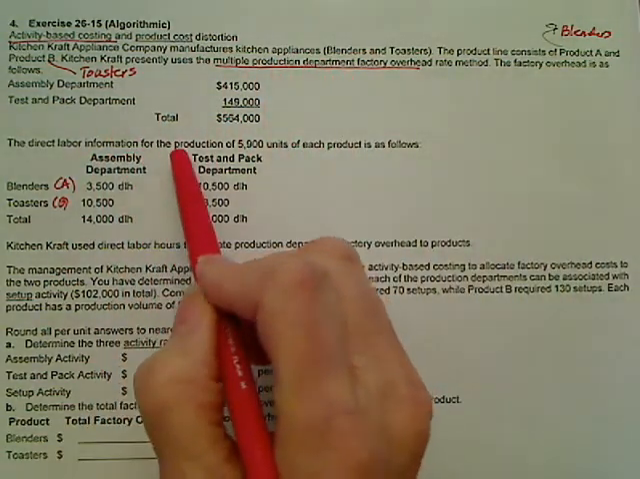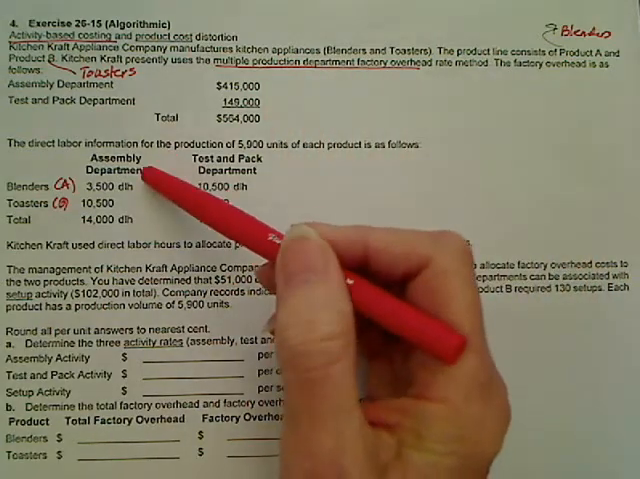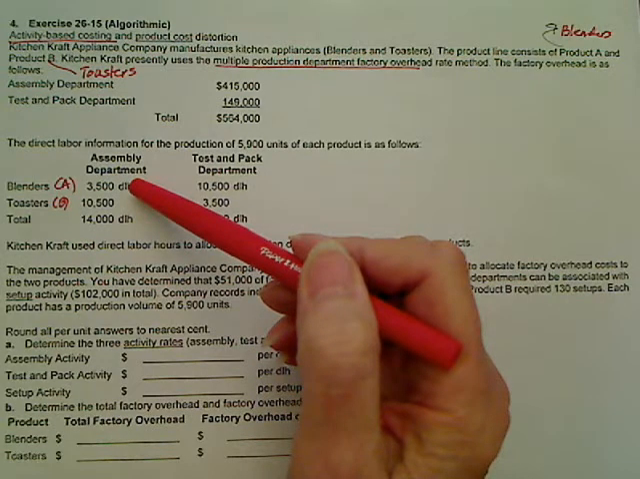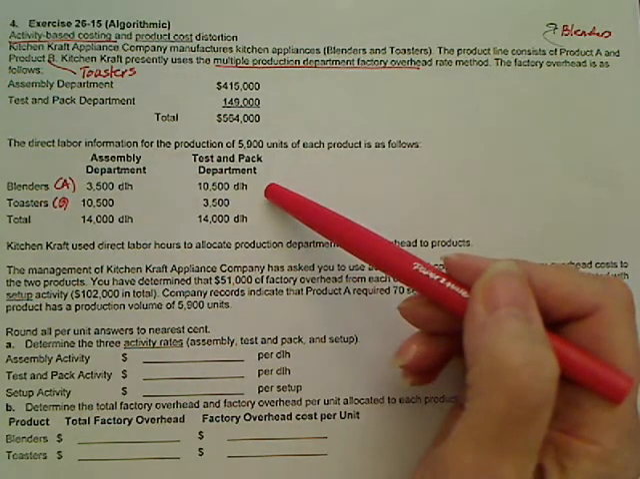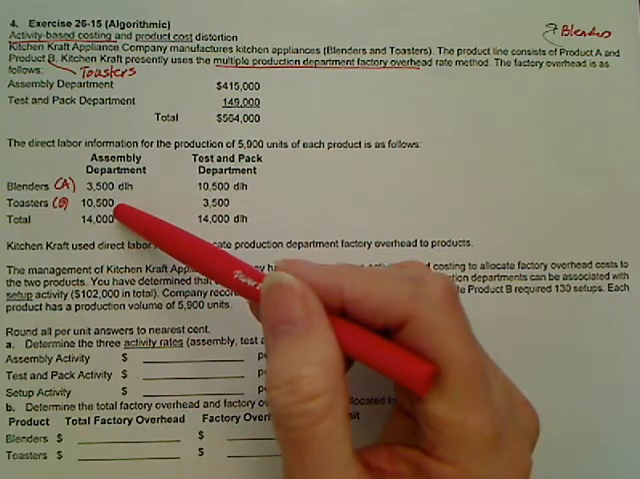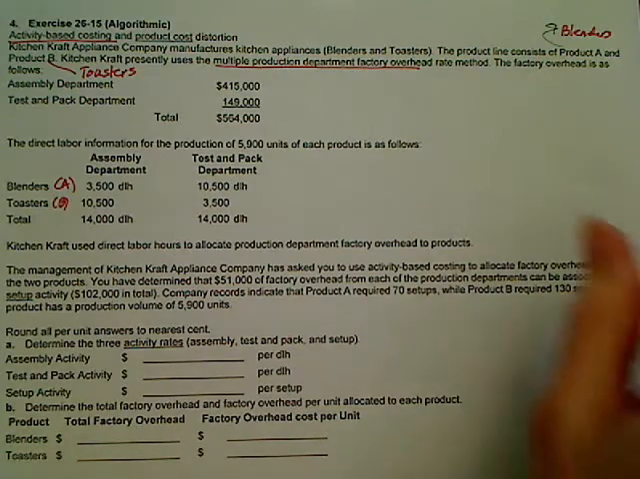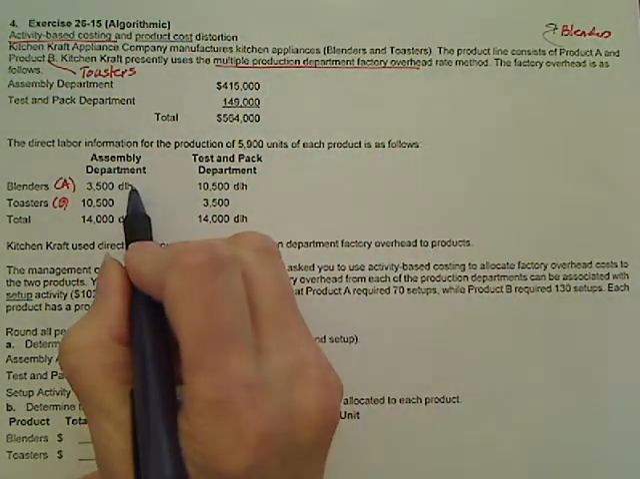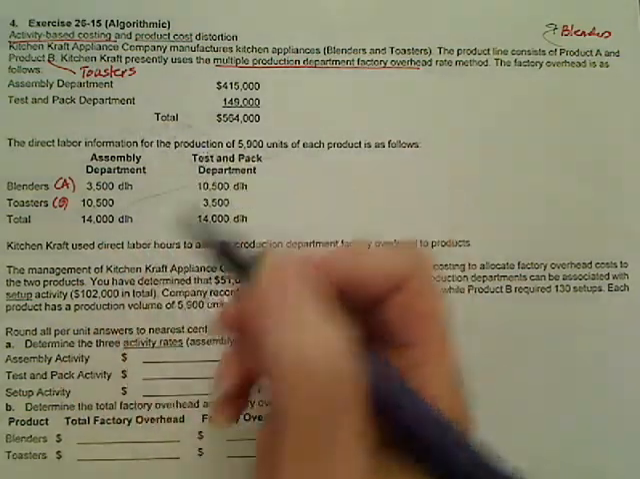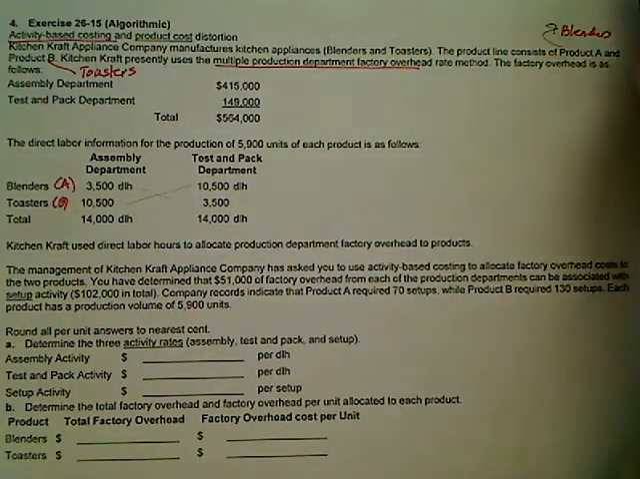For the assembly department and the test department, there's a total. The direct labor information for the production of 5,900 units is right here. Assembly: blenders take up 3,500 direct labor hours. Testing and packing, 10,500 direct labor hours. And toasters, 10,500 in assembly, and test and packing, 3,500 total. Notice that they're just reverse, just like our example in our PowerPoint presentation. They're just flip-flopped.